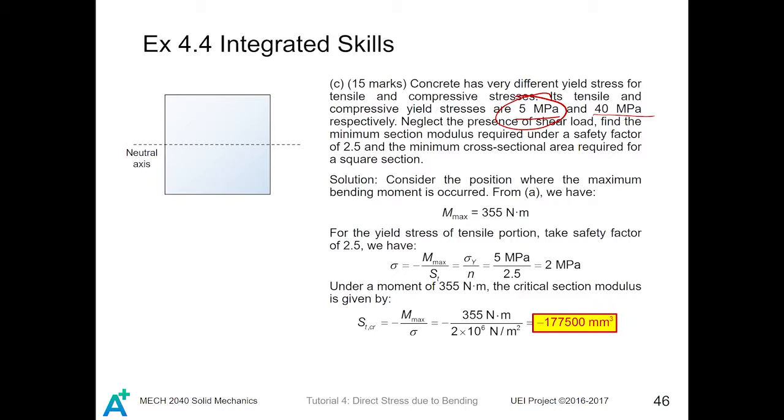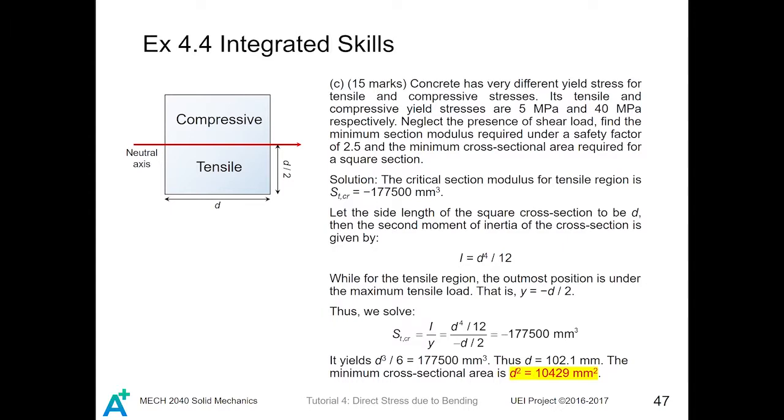Therefore, you are going to find the section modulus by using those two conditions. By substituting the values into those two conditions, you will find the section modulus of the tensile side, which is negative 177500 mm3. So what is the moment of inertia of a square cross-section? It is given by I equals d to the power 4 divided by 12, where d is the side length of the square. For this beam, since the maximum moment is acting somewhere on this beam, that means the beam will be deflected like this.